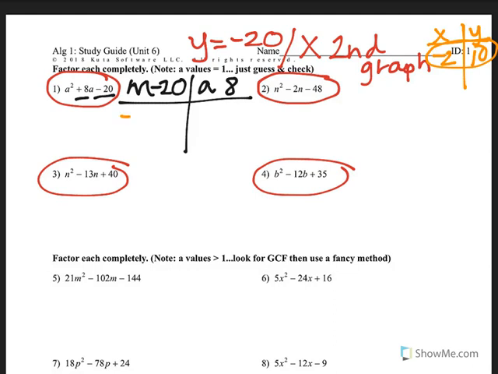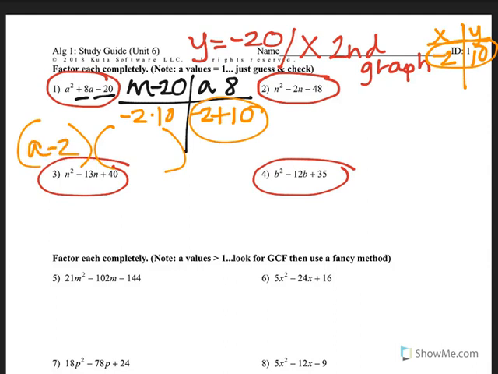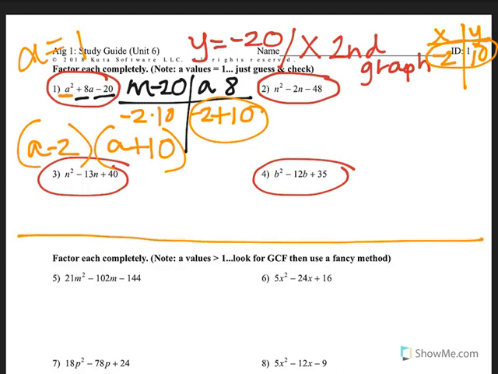So my two factors are going to be negative 2 times 10, which is negative 20, and then negative 2 plus 10, which is 8. And I don't have to replace these with the middle. All I need to do is write my two parentheses and put a minus 2 and a plus 10. Okay, and those are my two factors. And I'm not replacing the middle this time because my coefficient in front of a is equal to 1. So all of these, 1 through 4, I have a coefficient of 1.